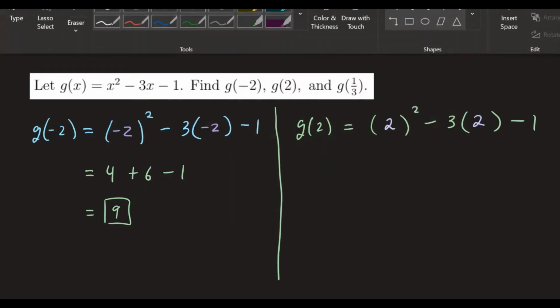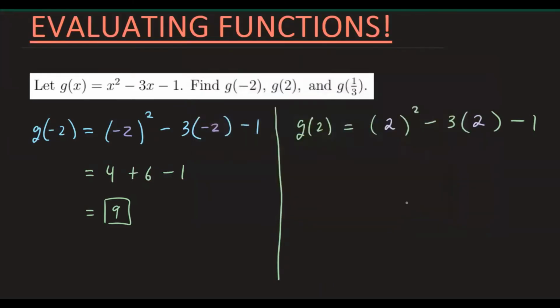And then the rest, we just evaluate what that comes out to be. So 2 squared, that's 4, minus 3 times 2, that's 6, minus 1. And then we combine them, so we have 4 minus 7, and that would give us -3. So g of 2 is -3.